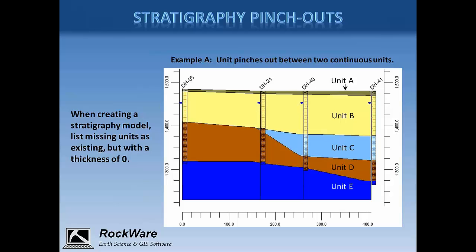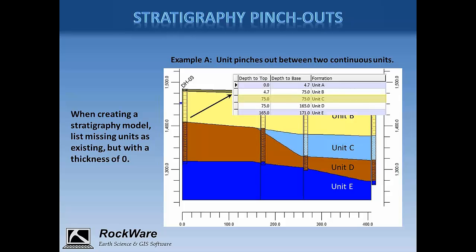The first type of pinch out would occur when a unit pinches out completely between two other units. And in this example, you can see that this light blue unit, unit C, pinches out on the left side of the profile in between units B and units D. The best way to deal with this is to list the unit in your database as existing, but with a thickness of 0. So that's what I'm displaying right here.